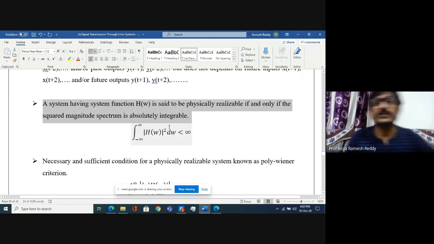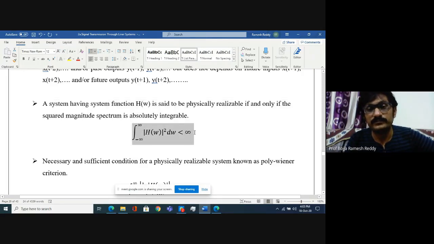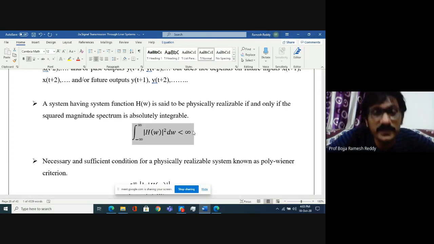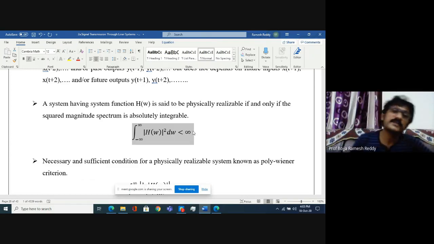In general, H of omega is in complex form. Take the magnitude, which may consist of some roots. Square it and integrate it, substituting the upper and lower limits, infinity and minus infinity. If it is finite, then the given system is called physically realizable. Every physically realizable system must satisfy this restriction. It is a very important condition.